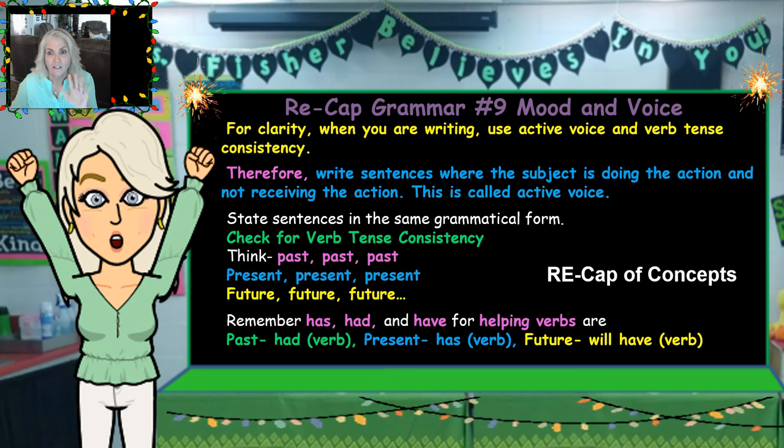For clarity, when you're writing, use active voice and verb tense consistency. Therefore, write sentences where the subject's doing the action, not receiving the action. State sentences in the same grammatical form. Think past, past, past, present, present, present, future, future, future. If you're using has, had, or have for helping verbs, remember that had is past tense, has is present tense, and future tense is will have.